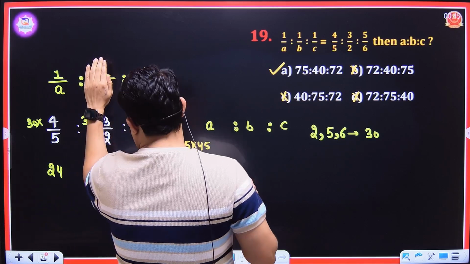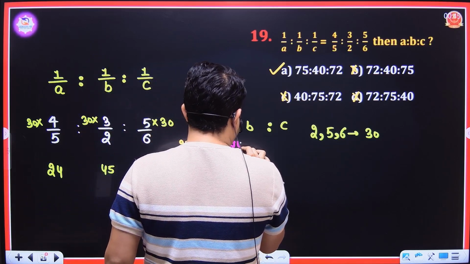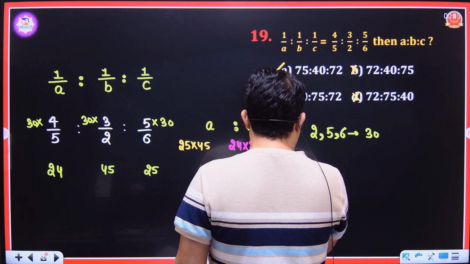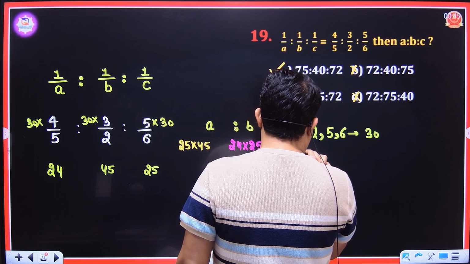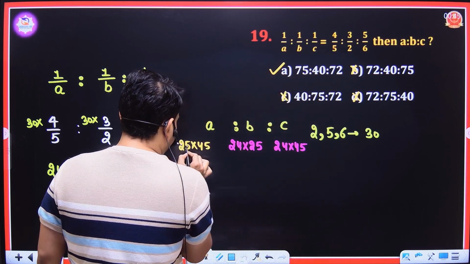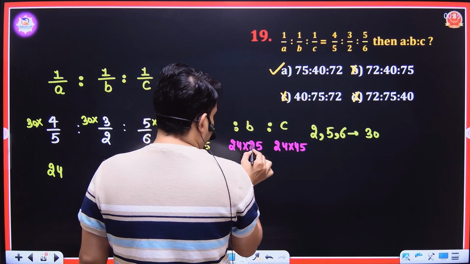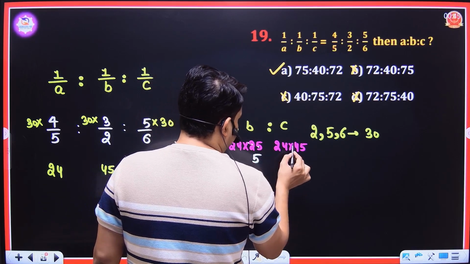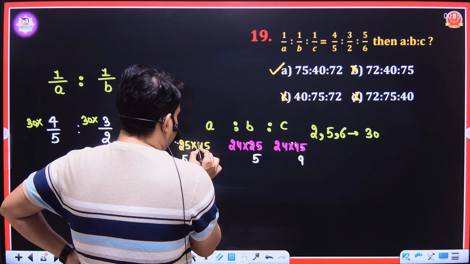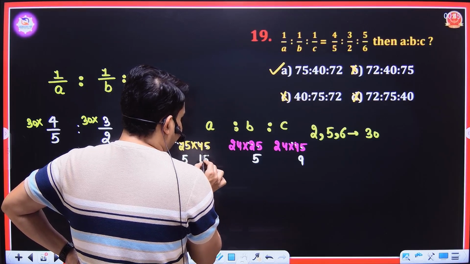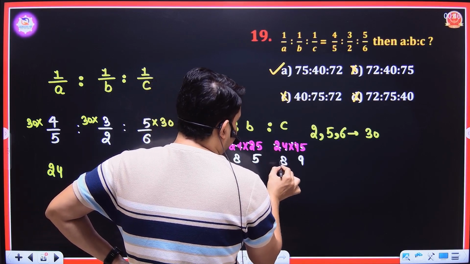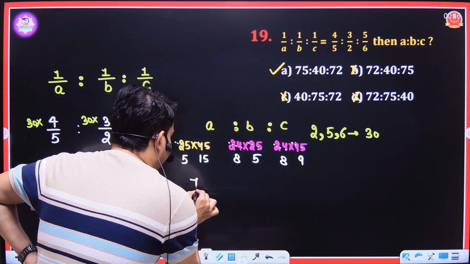Now I will write B. I will hide it. I have 24 into 25. And what is C? The value of C is 24 into 45. I will cut them with a common number. 5 fives are 25, and 5 nines are 45. See, 3 fives are 15, 3 eights are 24. So what we have is 75 here.